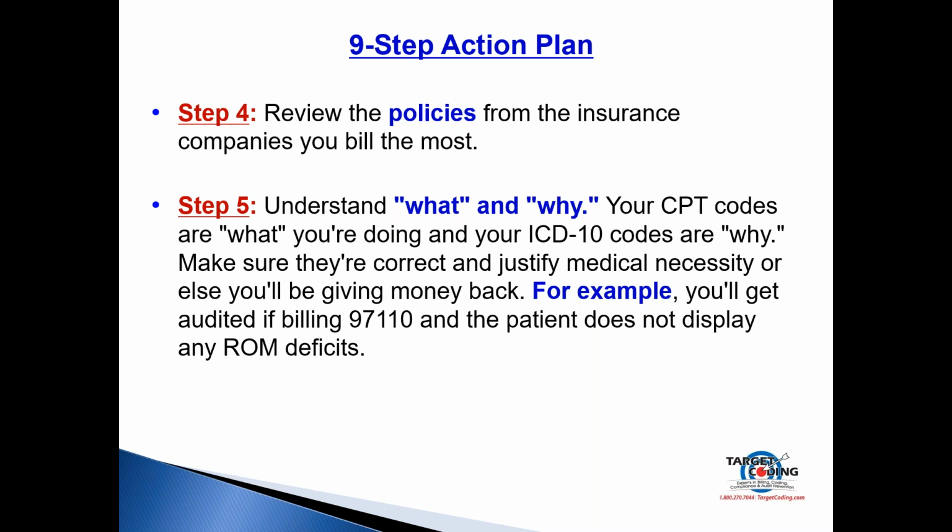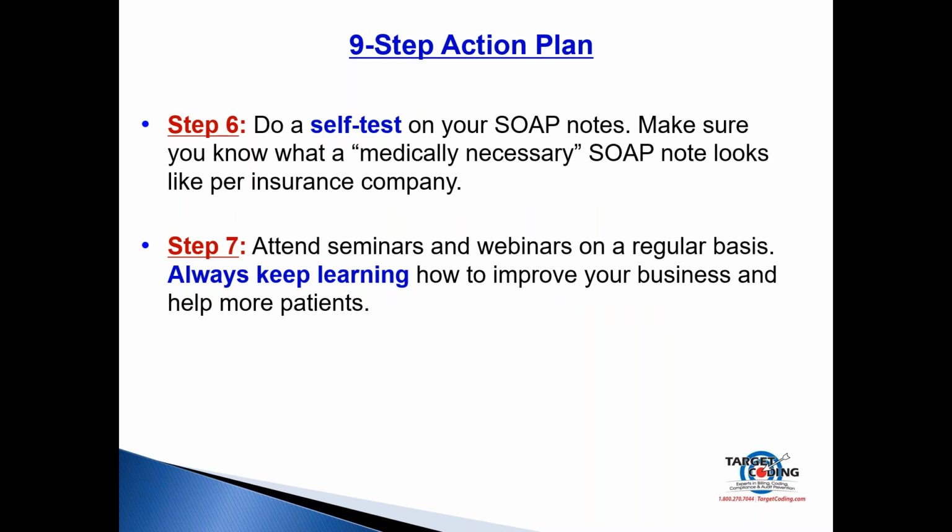Number 4, review the policies from the insurance companies you bill the most. Understand the what and the why. Your CPT codes are what you're doing. Your diagnosis codes are why you're doing them. They have to combine. They have to match. There's a buddy system. I call it pairing, code pairing. For every diagnosis code, you have to have an associated proper compliant CPT code, or else you can give money back to insurance companies. Step 6, do a self-test on your SOAP notes.